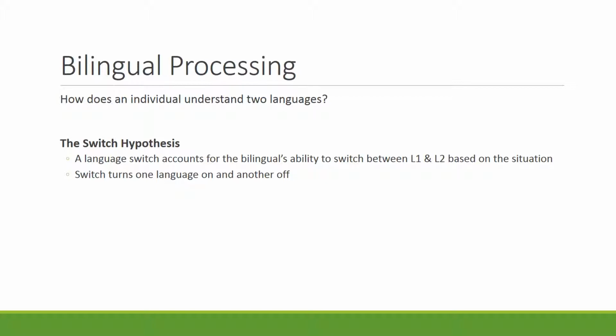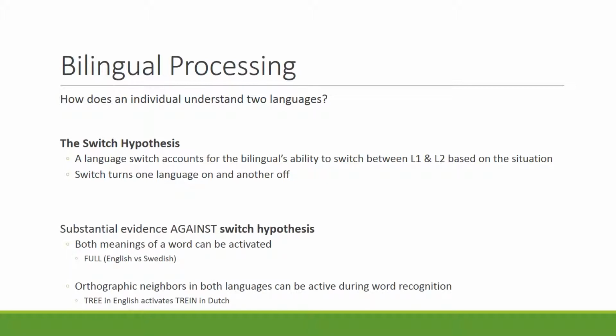In the switch hypothesis, there's a language switch, some sort of theoretical switch somewhere in the mind, and this allows us to switch between languages that we're proficient in. The switch might be activated based on who we're talking to. It might be activated based on the social situation we're in. But regardless of how this switch flips, it turns our language system from one language to the other. So it turns one language on and turns the other language off, meaning we can't access it. It's not involved in processing at all. Now, like I said, this is a straw man argument.